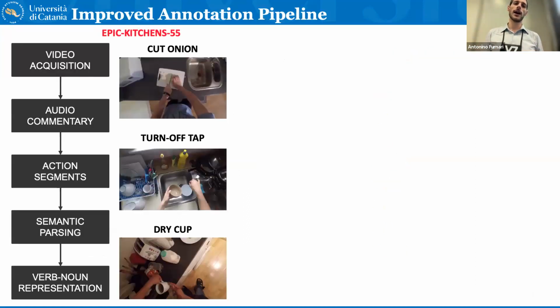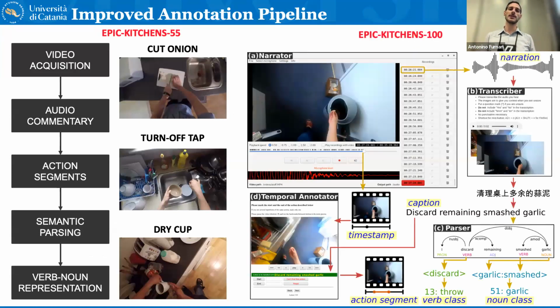And also the annotation pipeline was improved in this extended version of the dataset, providing an interface for people to click on a specific point in the video in which they believe there is something interesting to narrate about, and add an audio comment. And this allowed us to get more precise narrations and also denser narrations. And Epic Kitchens is a dataset and a community that keeps growing over time. So there are many follow-up works.